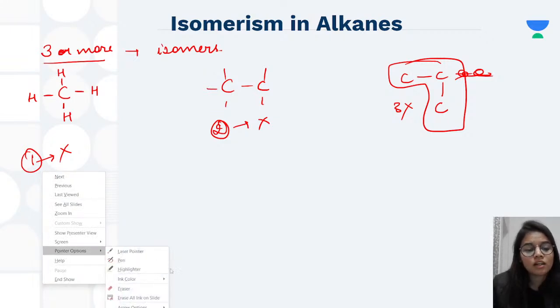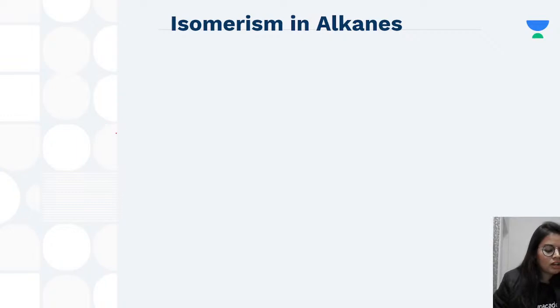Now we will be seeing how is isomerism possible with, hello Shohrab, how are you dear? So isomerism, it is possible with more than 3.